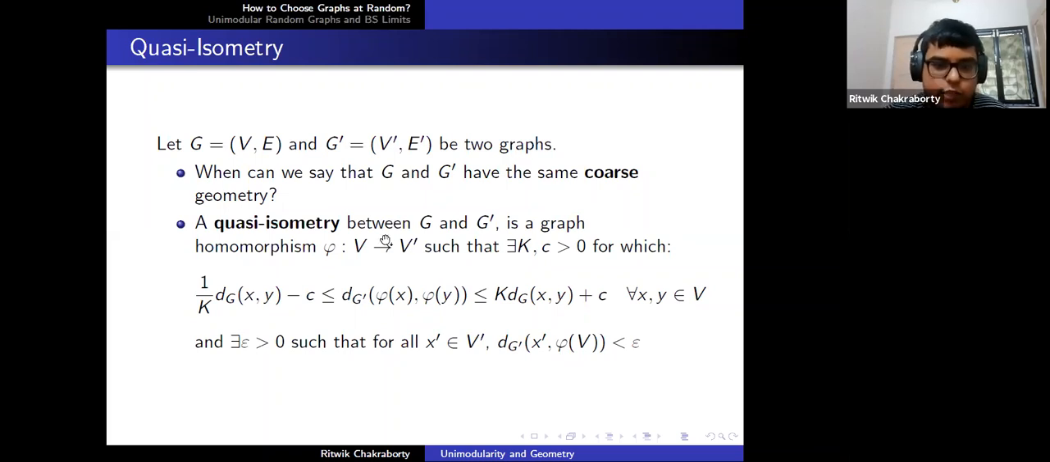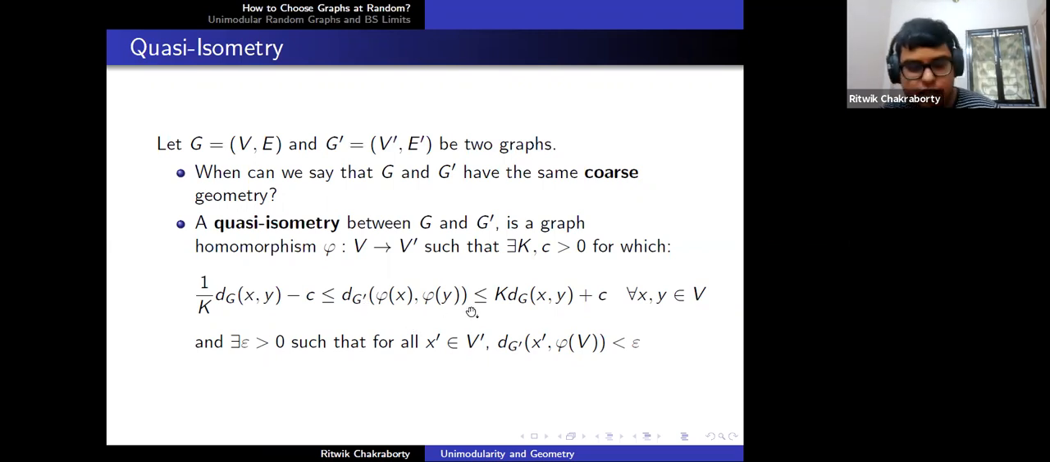So how do we formalize this? Given any two graphs G and G prime, we say that G and G prime are quasi isometric if there's a quasi isometry between them. And what is this? This is a graph homomorphism, pi from V to V prime, such that there exist constants K and C, where K needs to be non-zero, C can be equal to zero actually, for which this inequality holds.